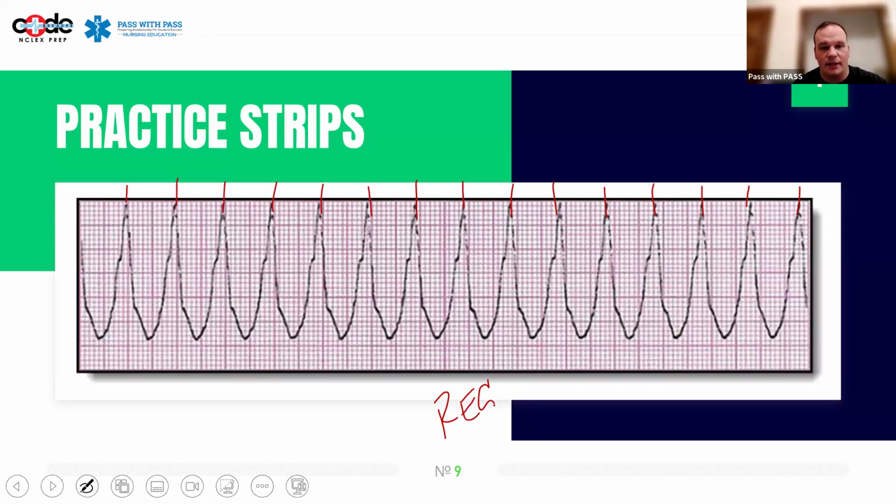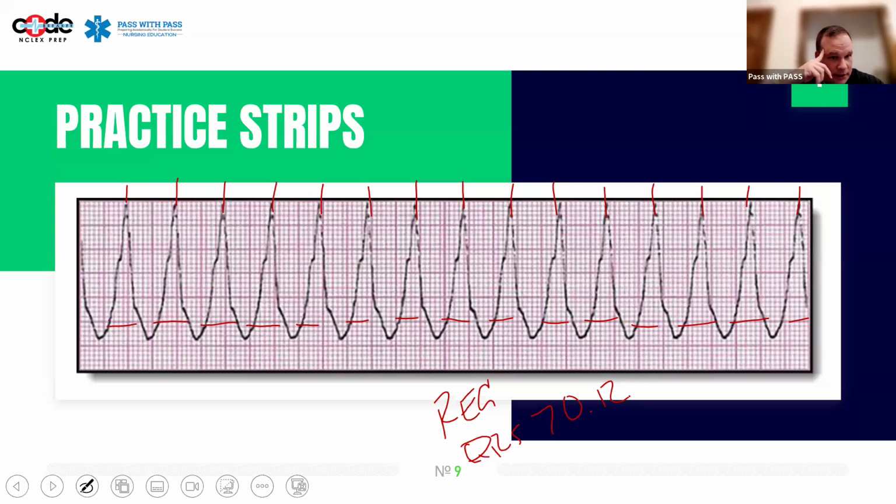Next thing I'm going to look at is my QRS width. I am definitely wide. I am definitely more than those 3 small boxes, right? So I'm going to say my QRS is greater than 0.12. When I have a wide QRS, I should automatically think it's ventricular, okay?